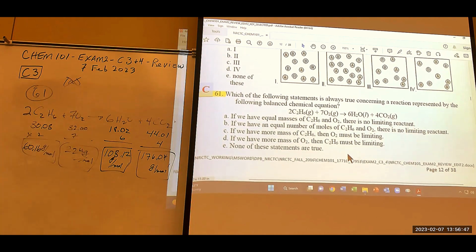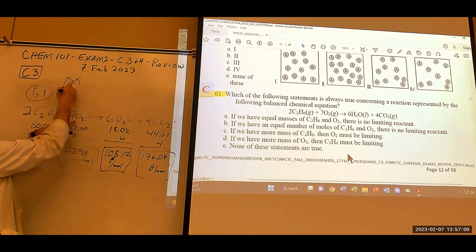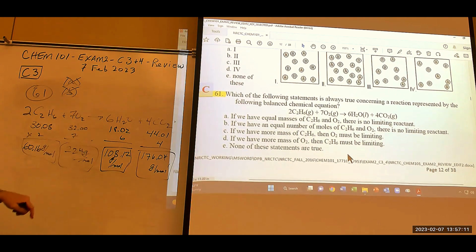How about B? If we have an equal number of moles of C2H6 and O2, there's no limiting reactant. Well, that's obvious. It takes 7 of these for every 2 of those. So if they're equal moles, say if you got 7 here and 7 there, that means this is excess and that's limiting again. So B is false.